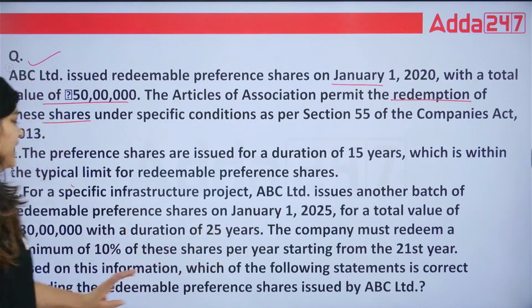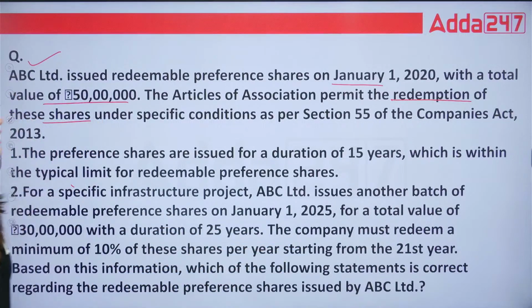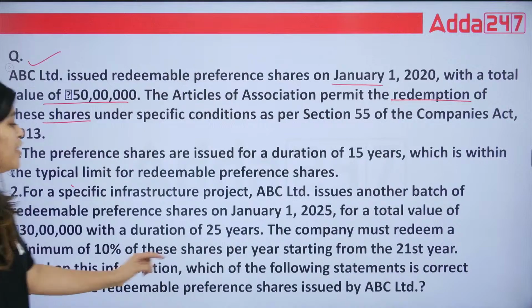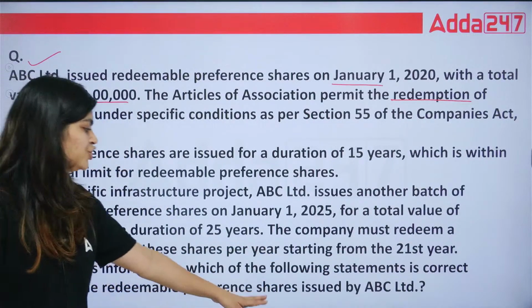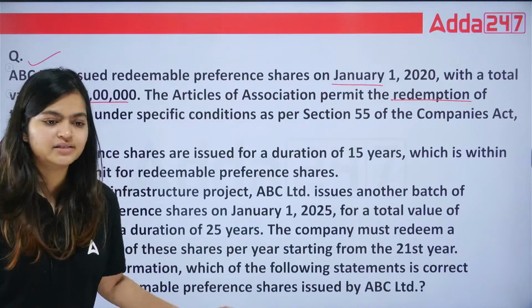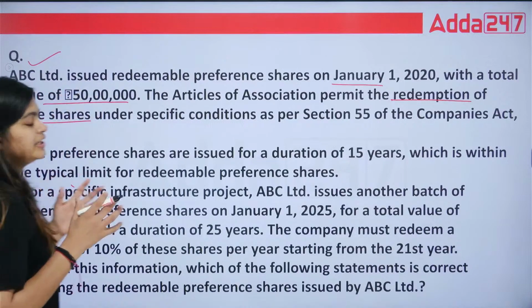The company must redeem a minimum of 10% of these shares per year starting from the 21st year. Based on this information, means based on your first and second option, which of the following statements is correct regarding the redeemable preference shares issued by ABC Limited? In this, they are asking related to ABC Limited Company.